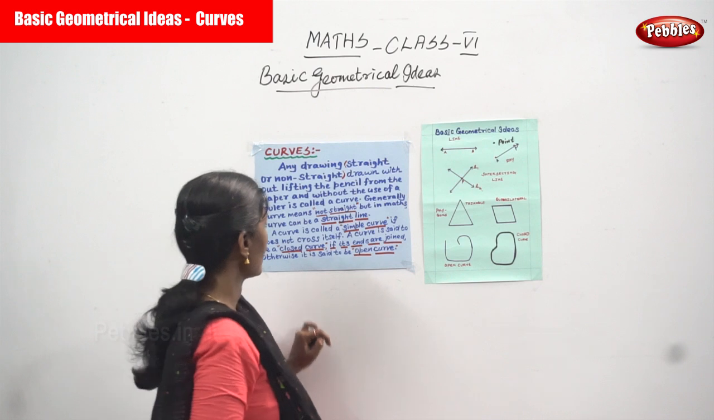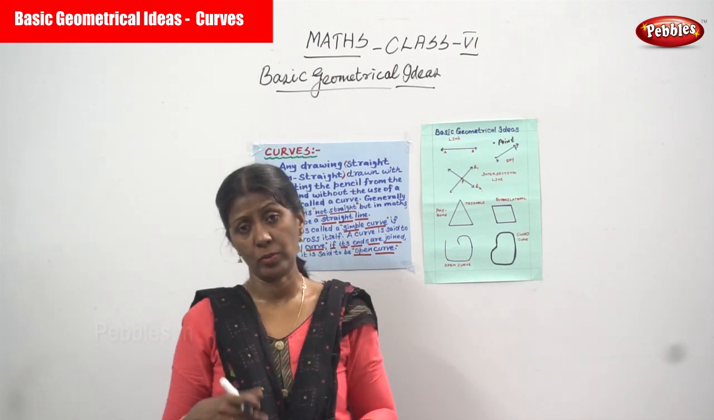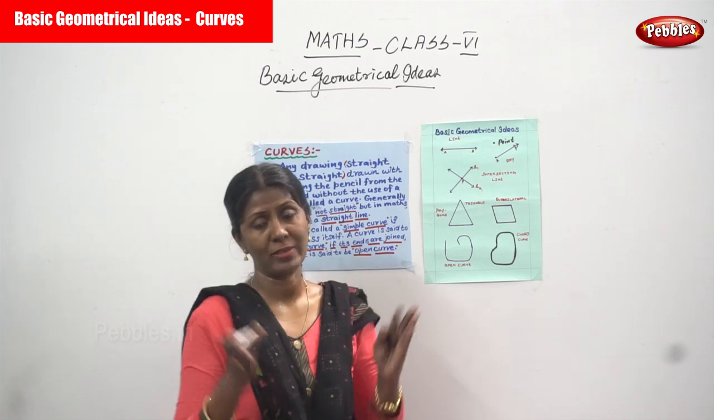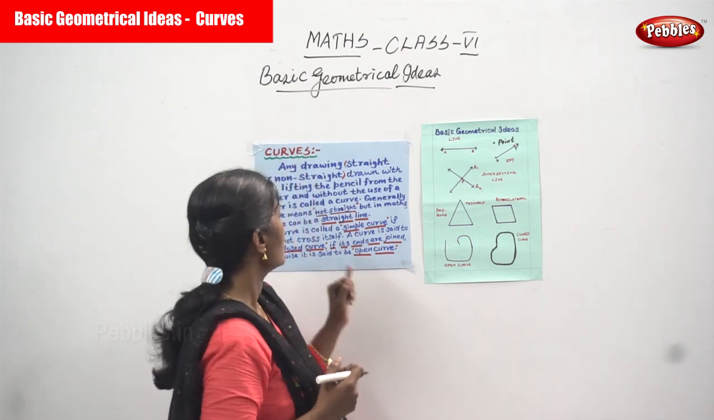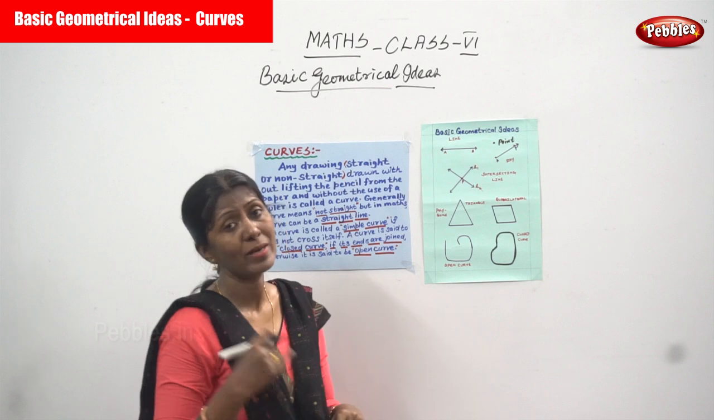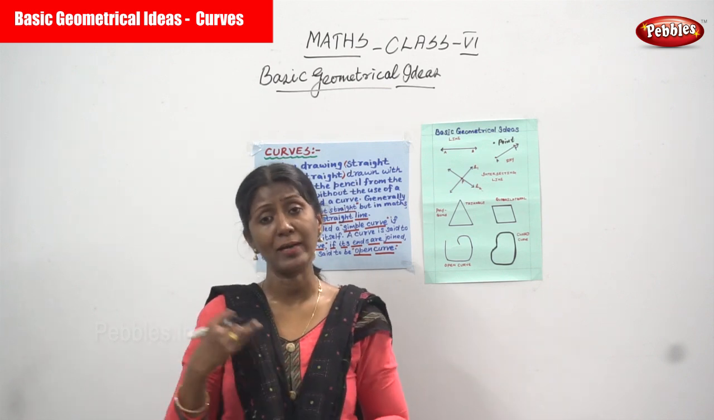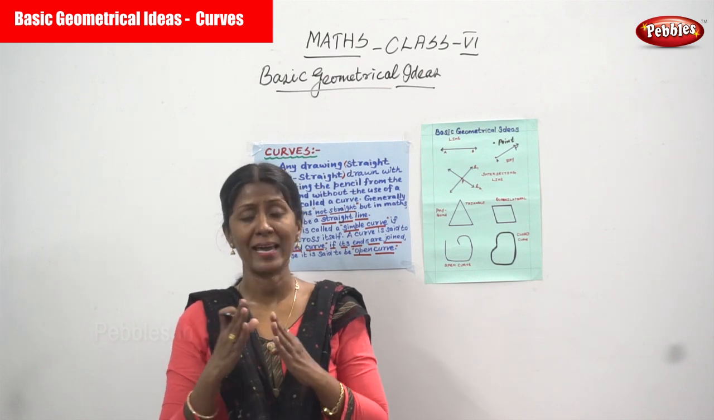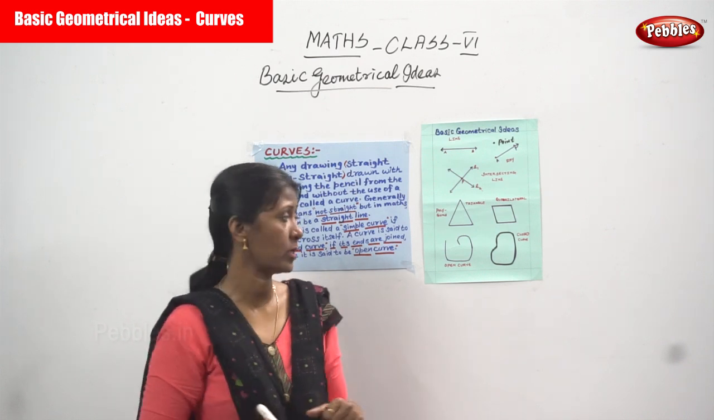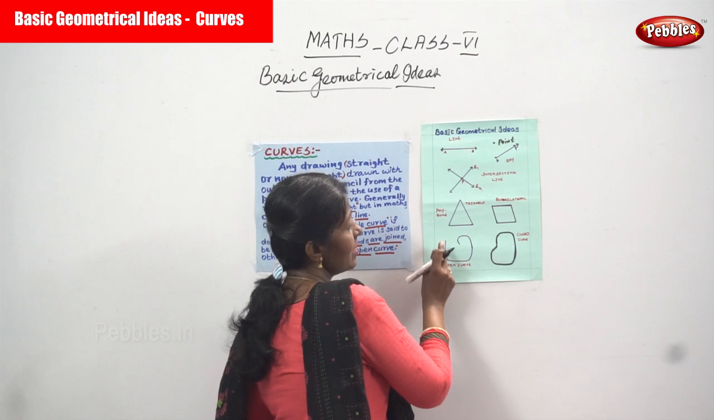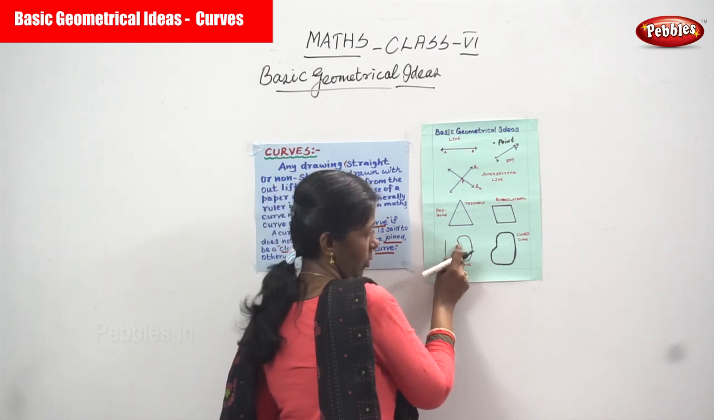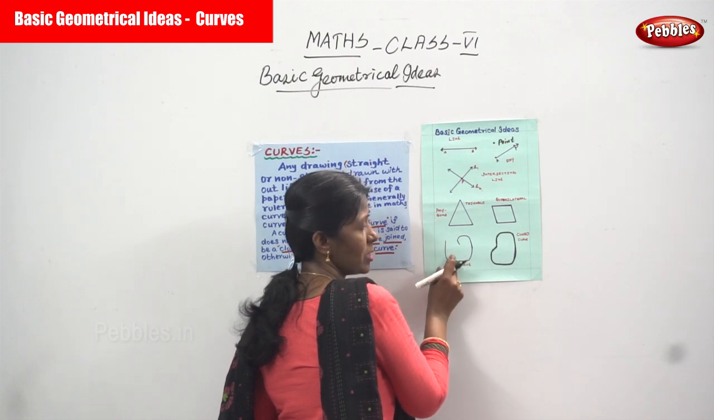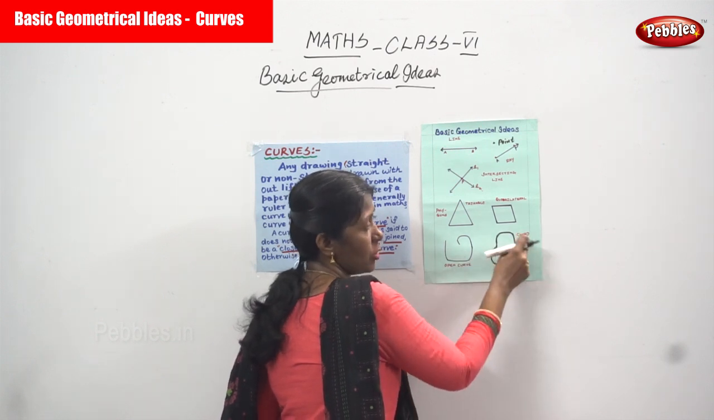Okay, I'll repeat once again. A curve is called a simple curve if it does not cross itself. A curve is said to be either a closed curve or an open curve. If the ends are joined, it is a closed curve. If the ends are not joined, it is an open curve. This is the open curve. If it is joined, it is a closed curve, but if the ends are not joined, it is an open curve. The ends are joined, so it is a closed curve.